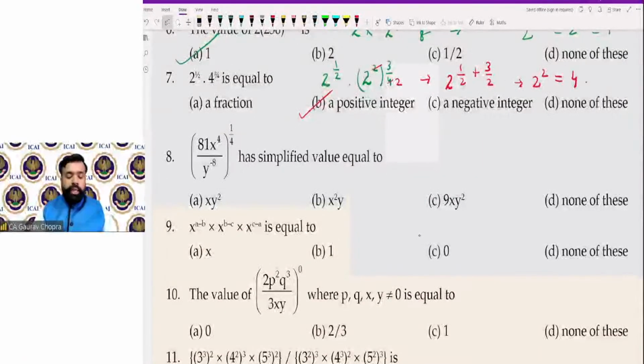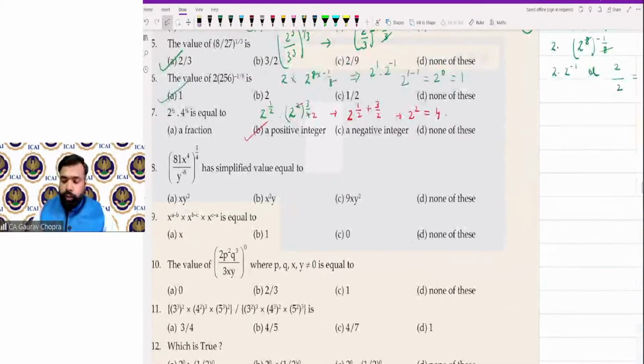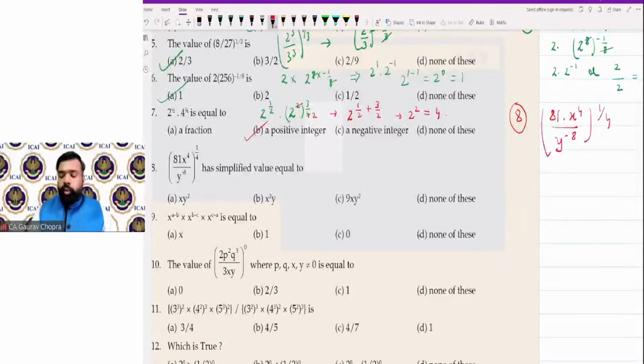Next is question number 8. 81 x to the power of 4, y to the power of minus 8, whole to the power of 1 by 4. Okay, so let us simplify this. Question number 8: 81 x power 4 upon y to the power of minus 8, and then whole to the power 1 by 4.